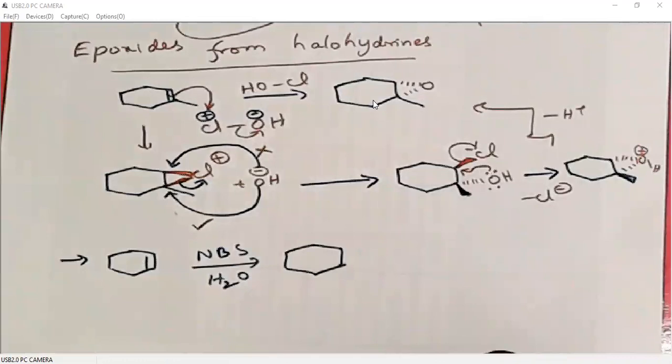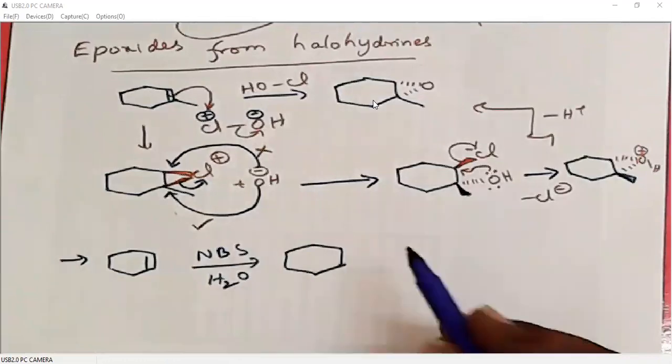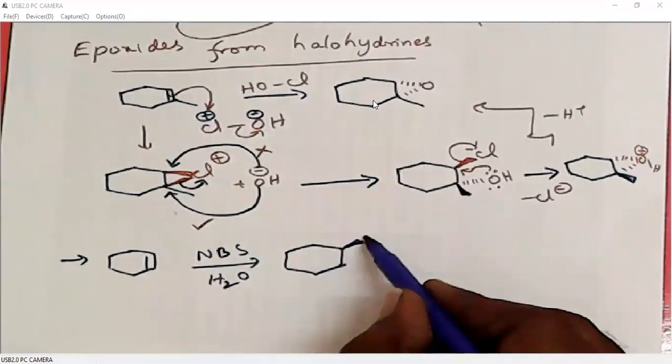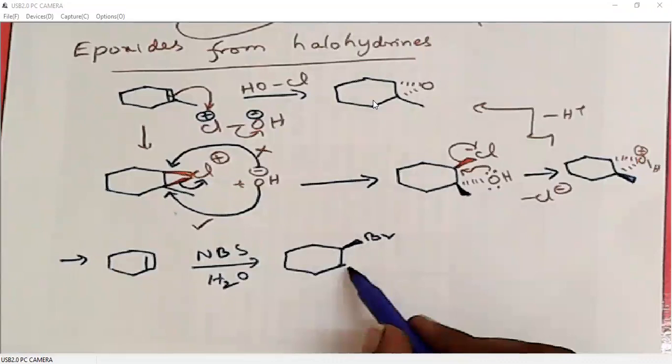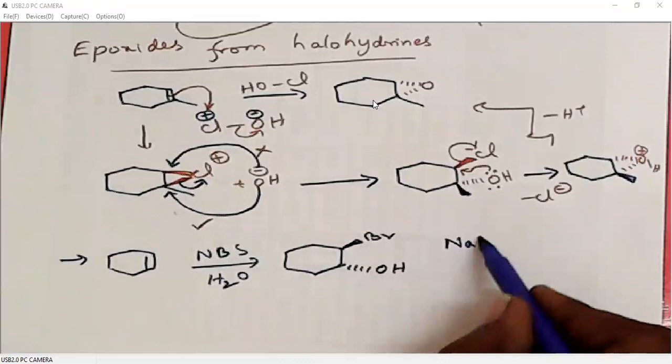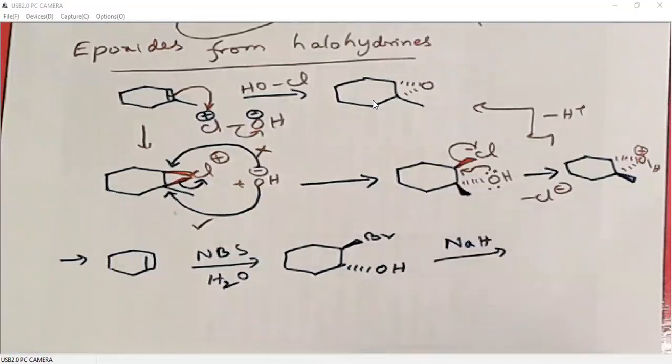But in this case, we must add a base. So, for example, if the bromine is approaching the molecule from above the plane, then OH will approach the molecule from below that. Then when we add sodium hydride, what is the product?